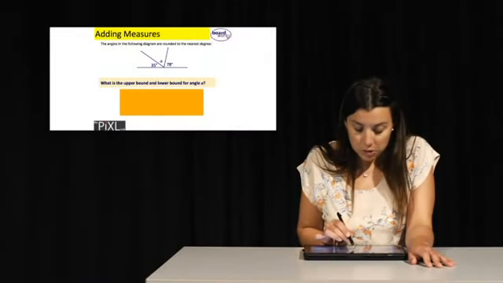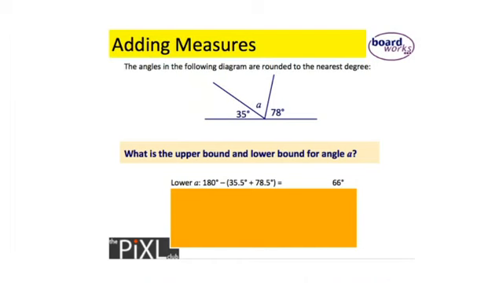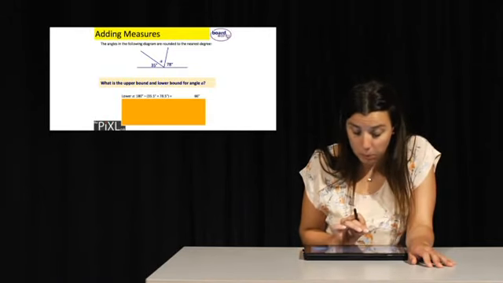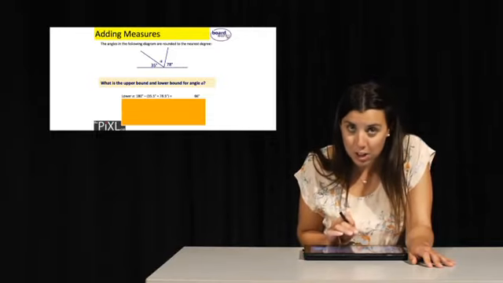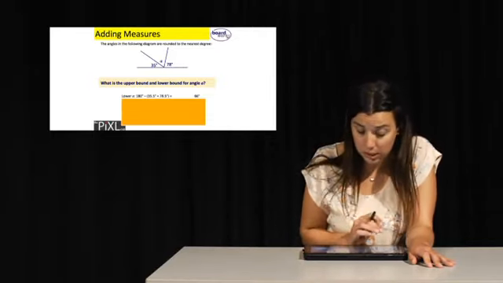So if we look at this question, first off, we're going to look at the lower bound. We have a straight line. We know that the angles on a straight line add up to 180 degrees. So all 3 of these angles add up to 180. If we want to find the lowest value A can be, we're going to have to subtract the upper bounds away from 180.